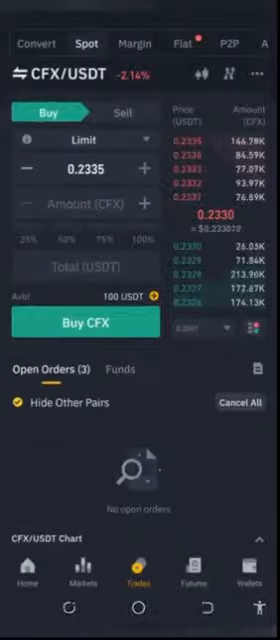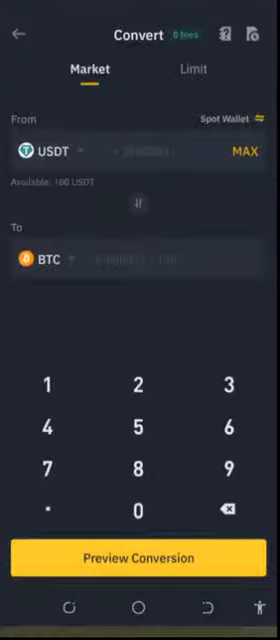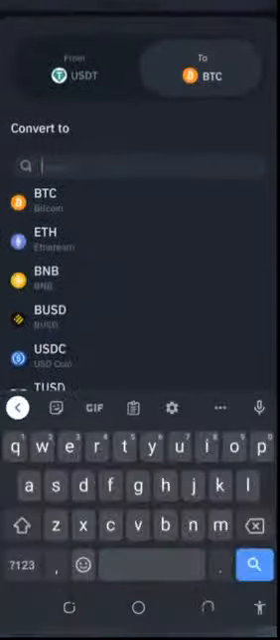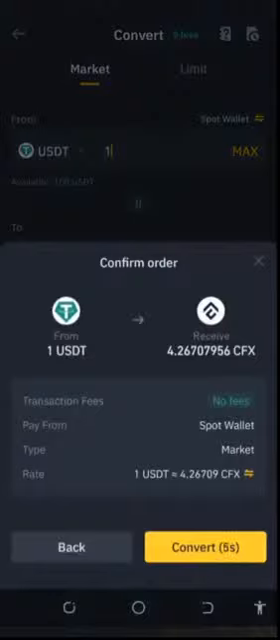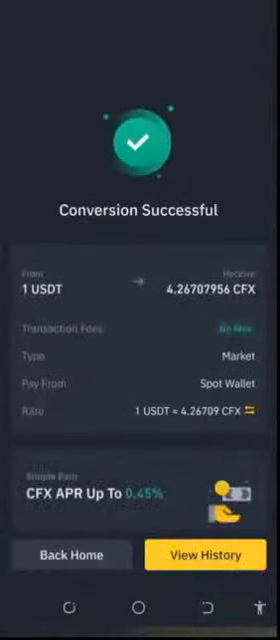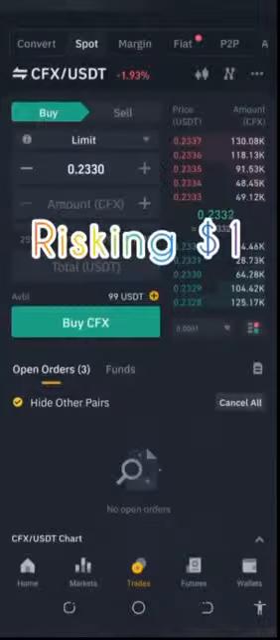Okay, so first off, let's see. Because this is in the spot trading section, we can't do anything less than $10. So let's go into convert. Let's see how much we will get. Let's put $1 here, and then we go check for CFX. Can we change this? I don't know. Let's find this out. It looks like we can. Let's just go ahead and change this. So what do we have? We've got 4.26 CFX. Okay, let's go ahead and do this. We're just risking $1. That's fine. So we have $99 left.